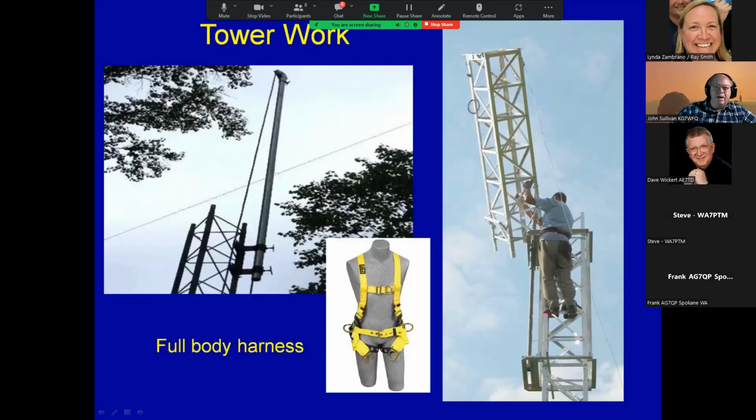So things to remember about tower work: in the illustration in the upper left, you see a power line. You don't want to be near power lines. Obviously, anything at height, you're going to want to have an appropriate safety harness. And you can see, it doesn't look like he's exactly wearing a safety harness on the right.